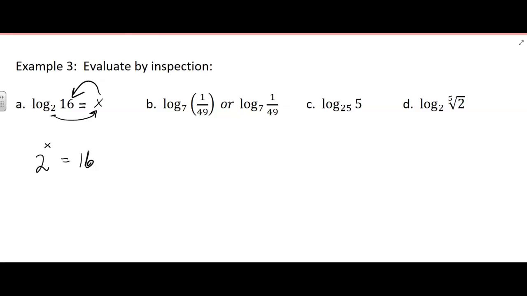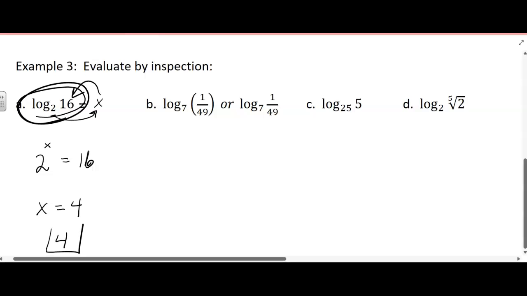Now when I think, hey, 2 to what equals 16? Let me think about that. Well, I think it's 4, right? Because if I go 2 to the 4th power, that's 16. I've seen that several times. So when we're trying to evaluate this, we're saying that equals 4. Okay? We don't really get to make equations just because we feel like it. But what we're doing is we're solving for that variable, and then that's what the expression equals.